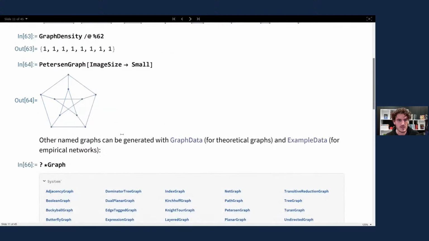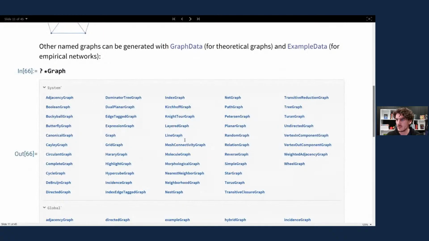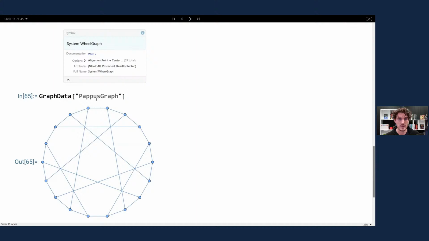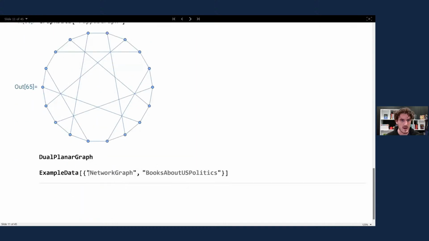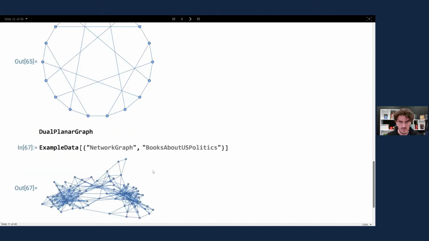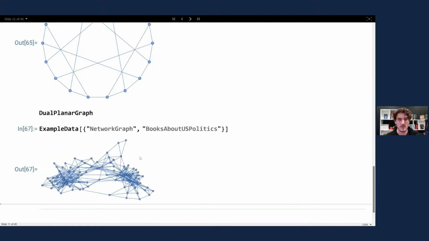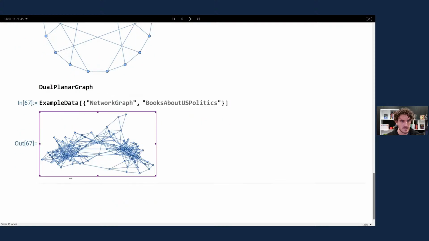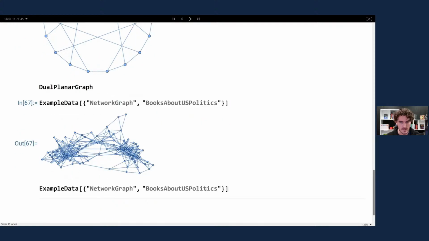I'll just finish this last point and then I'll answer Sylvia's question. So as well as graph data on named graphs like the Pappus graph, we have example data. So here we're taking data from the Wolfram data repository, some of which is related to graphs and networks. And this one happens to be books about US politics. Okay, this is what it looks like. That's not entirely helpful because we don't know exactly what it means.